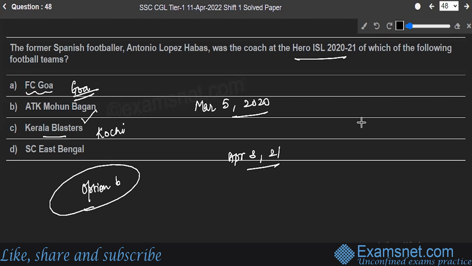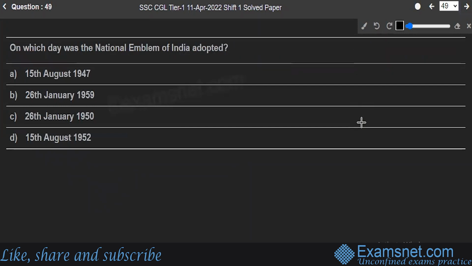Then East Bengal Club, this one is a professional football club in Kolkata, West Bengal, India. The club was founded in 1920. So I hope you got your answer, option B. Next is question number 49. On which day was the national emblem of India adopted? 15 August 1947, 26 January 1951, 26 January 1950, or 15 August 1952.